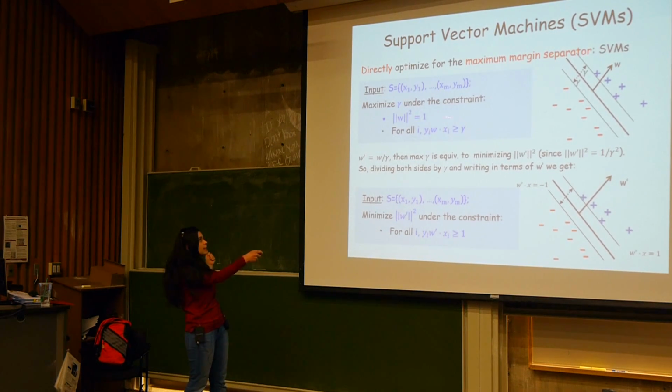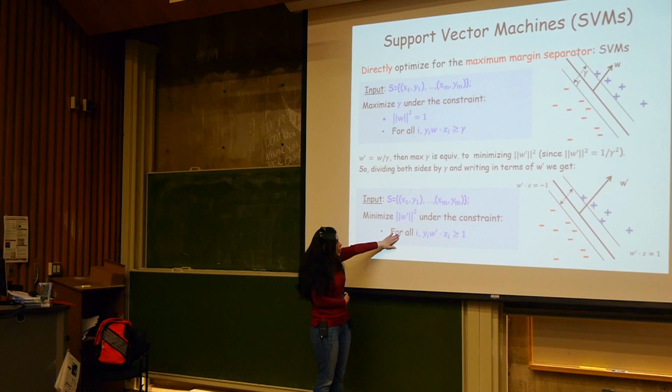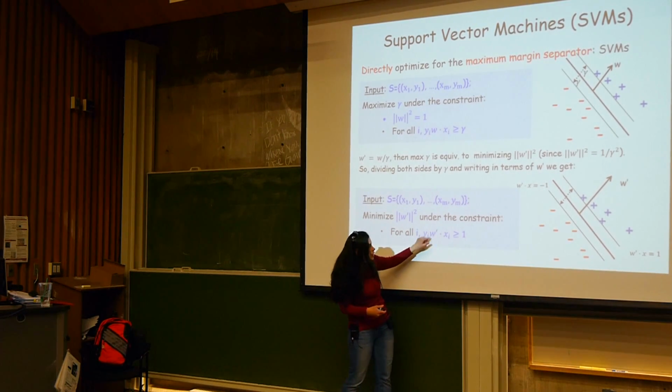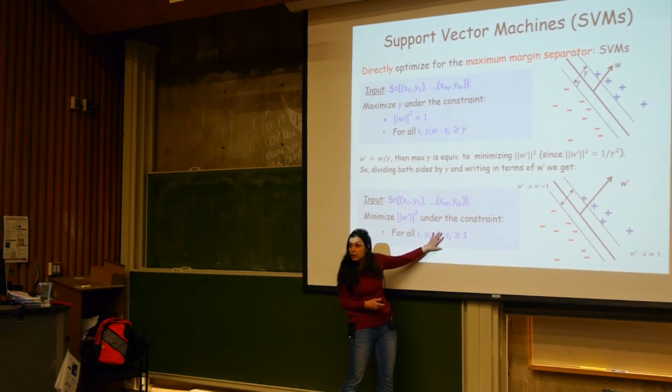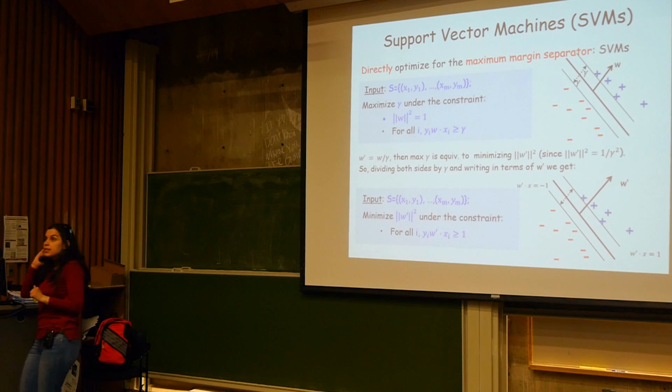And then I'm just rewriting the second set of constraints in terms of W prime. And how do I do that? I just divide both sides of these inequalities by gamma. What I get is that I need to find the vector W prime subject to these constraints over here, that the functional margin of any given single example is at least 1, and then I minimize the norm of W prime. Okay, so that's the new optimization problem.